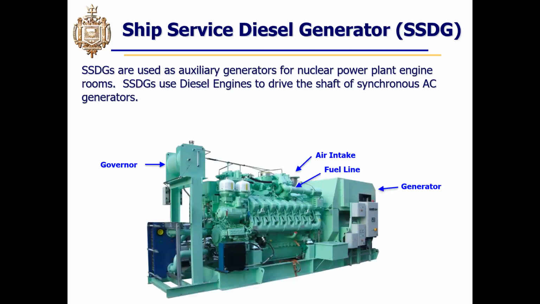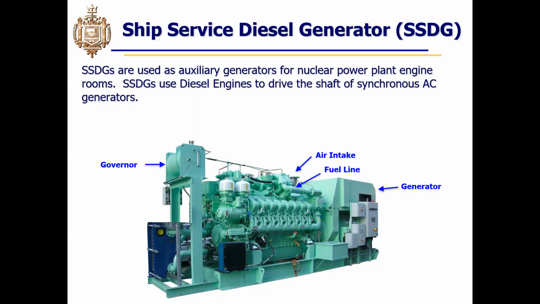Diesel generators are used primarily as auxiliary generators, so they are backup power supplies. If a submarine's steam plant shuts down, or its reactor scrams, it needs to raise its snorkel mast or come to the surface and still raise its snorkel mast in order to admit air to supply this diesel generator.